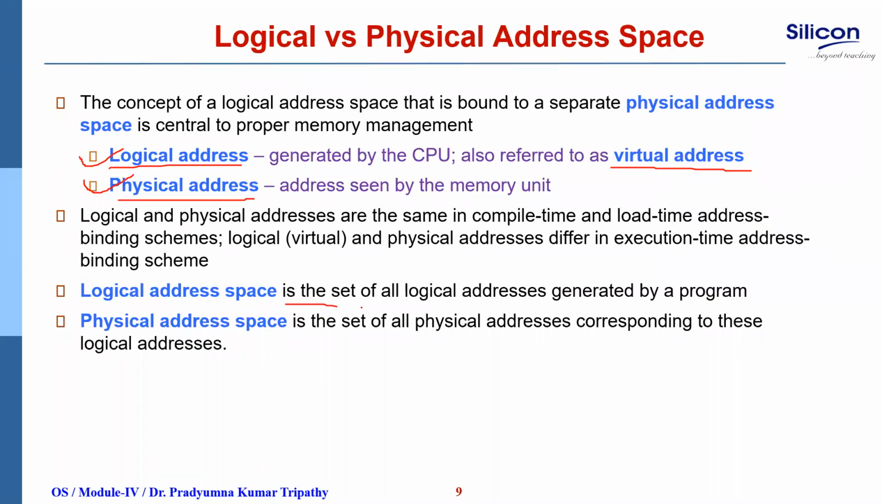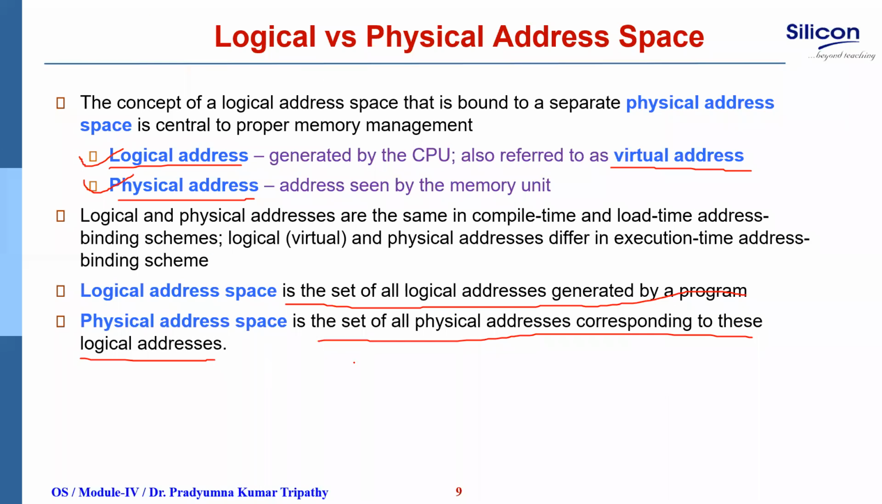The set of all logical addresses generated by the program. The set of all physical addresses corresponding to these logical addresses is called the physical address space. Suppose 5000 to 7000 are their actual memory addresses, then those are called the physical address space.